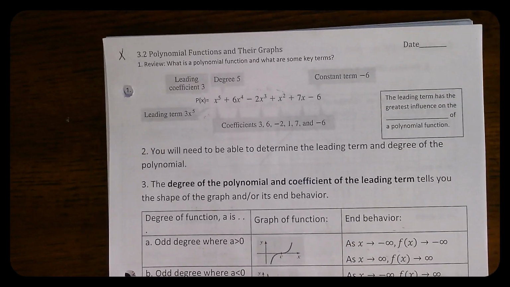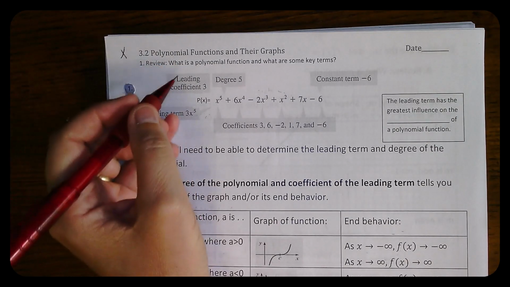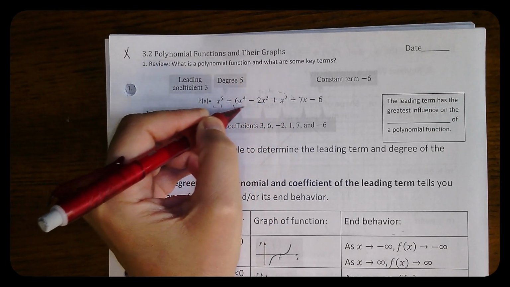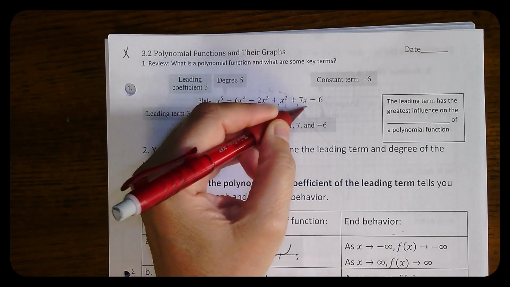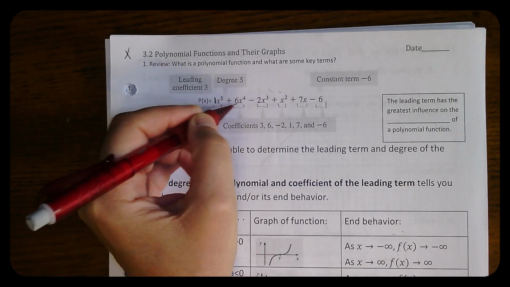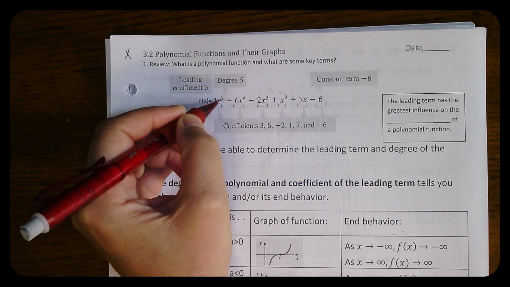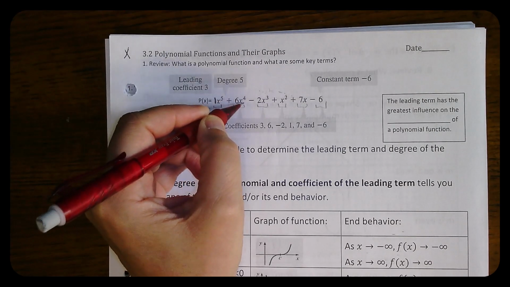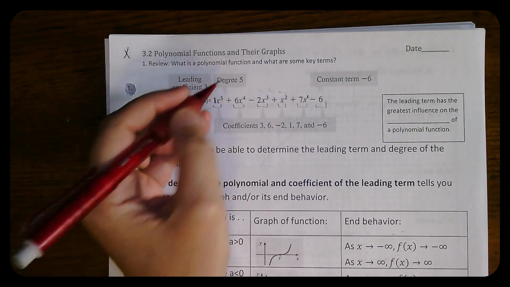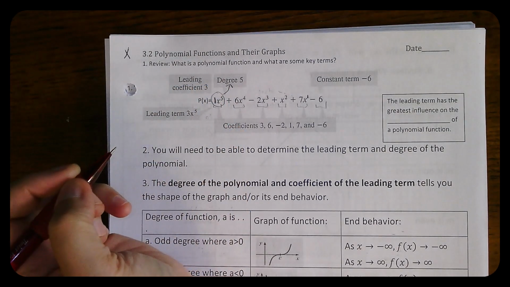Hello. This lesson is on section 3.2, polynomial functions and their graphs. So the polynomial function, when you multiply it all the way out, is a series of terms with x's added or subtracted. And these are called terms, and they have coefficients in the front. That's called the leading coefficient because the x to the fifth is the highest exponent, and then there's x to the fourth, x to the third, x to the 2, x to the 1, and the constant -6. So this is the leading term, and it tells you the degree of the polynomial.